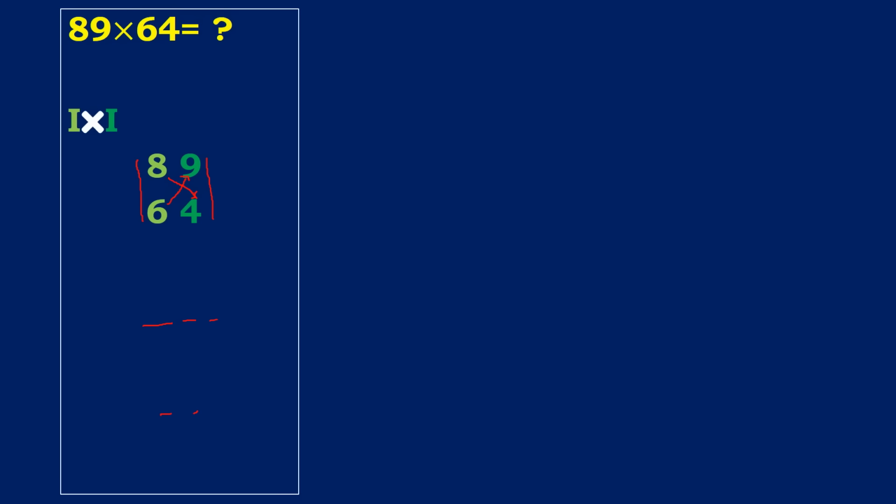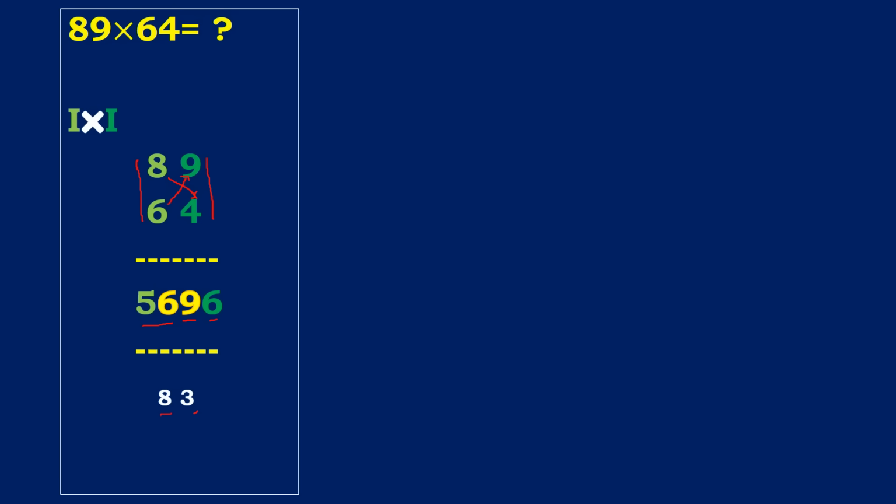As I mentioned, the first step here is to multiply the unit places that are 9 and 4. 9 into 4 is 36. So, we take 6 in the answer and 3 gets carried forward.